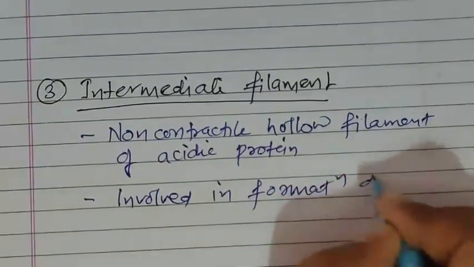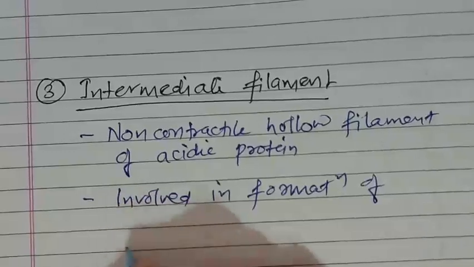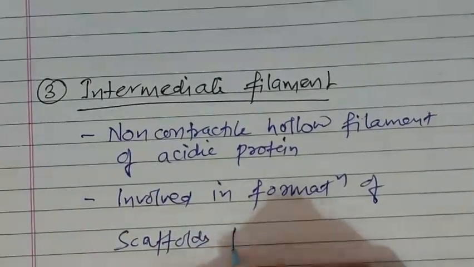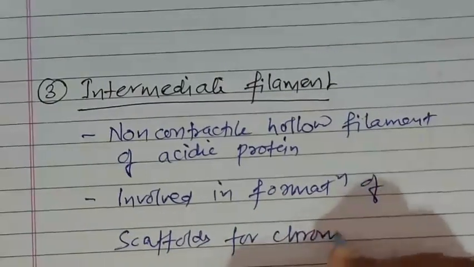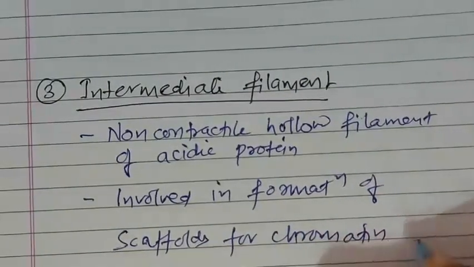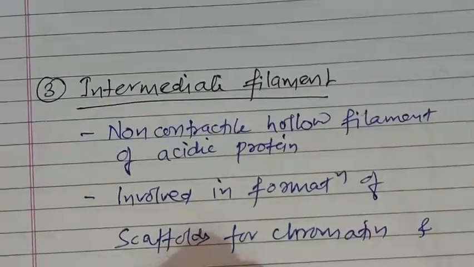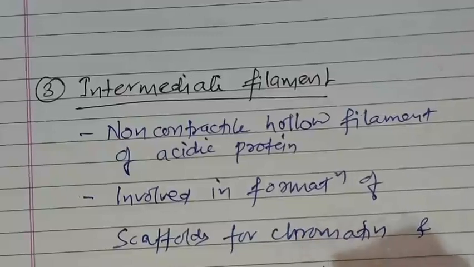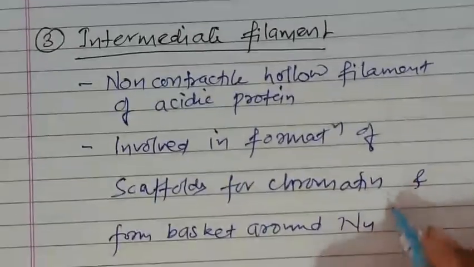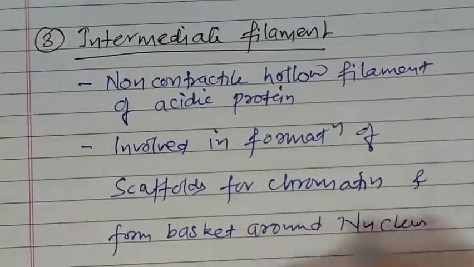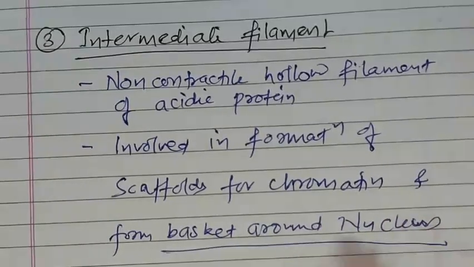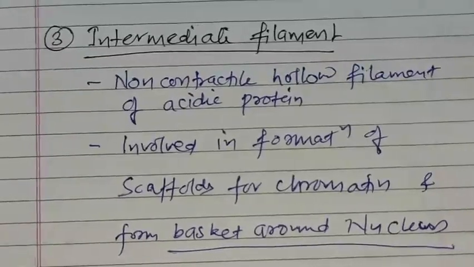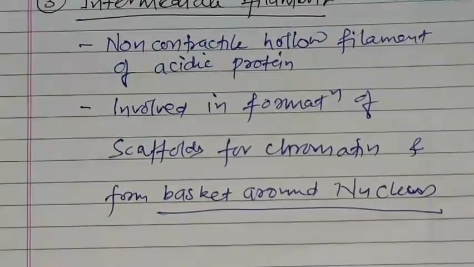in formation of a scaffold for chromatin and form a basket around the nucleus. So this is the important point. They ask directly which of the following forms a basket around the nucleus. So we remember intermediate filaments form a basket around the nucleus.